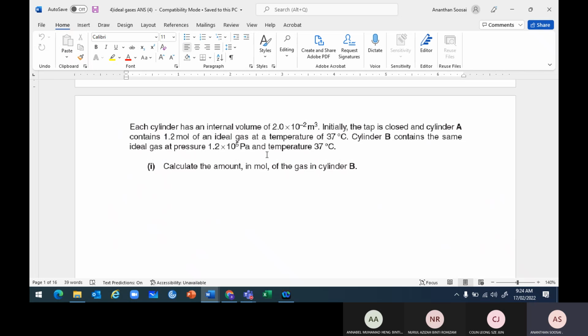Okay, so now the first question. Please calculate. What do you think? Which formula is suitable? Calculate the amount in mole of gas in cylinder B. How many moles are contained in cylinder B? So what formula is suitable? PV over T constant, PV equals nRT, PV equals nkT, PV equals 1/3 nmc squared, kinetic energy 3/2 kT. Which is the best?